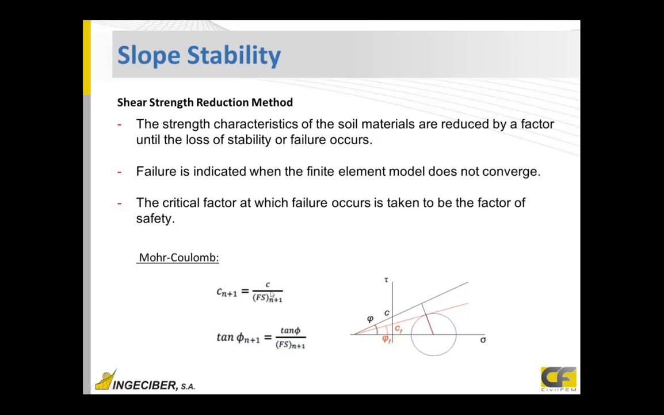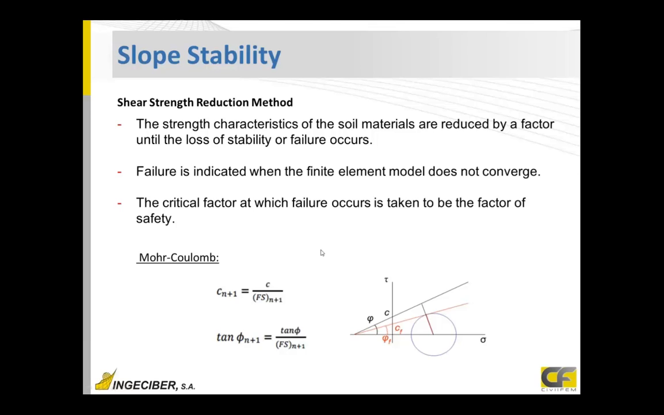What we are doing is dividing these values, cohesion and friction angle, by a factor. So the yielding surface is being reduced until the model collapses. So the model collapses when the failure occurs, that is the instability of the model, and we obtain the safety factor. So this factor is increased until collapse.